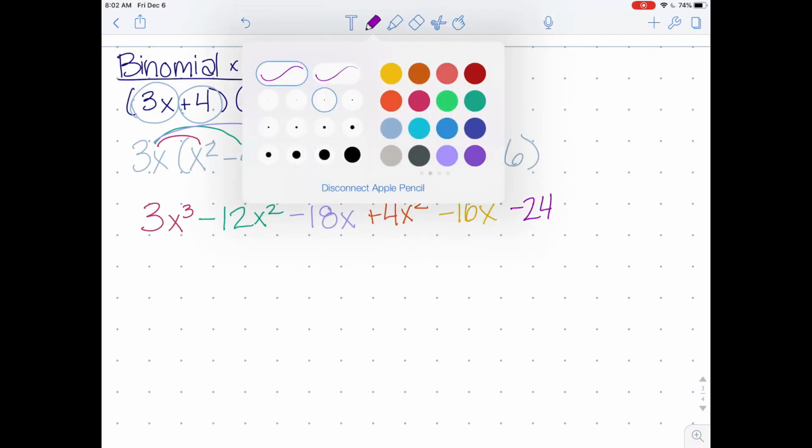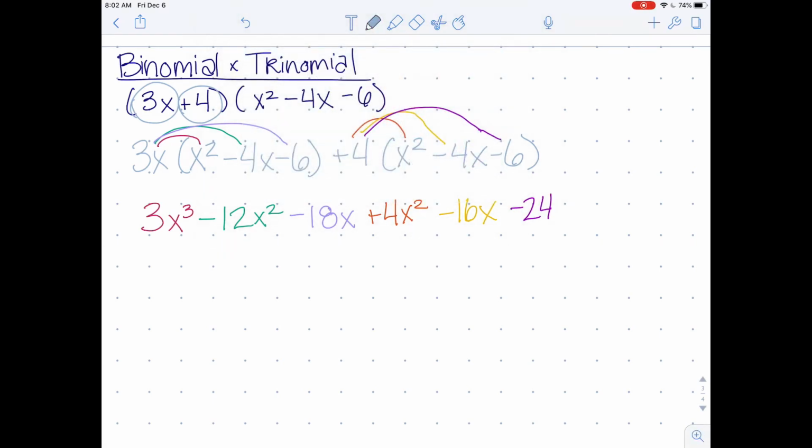So now we just need to combine like terms. There are no other x cubed, so 3x cubed gets written down. Then negative 12x squared plus 4x squared is negative 8x squared. Negative 18x minus 16x is negative 34x. And there's no other whole numbers, so minus 24. And that would be our answer.